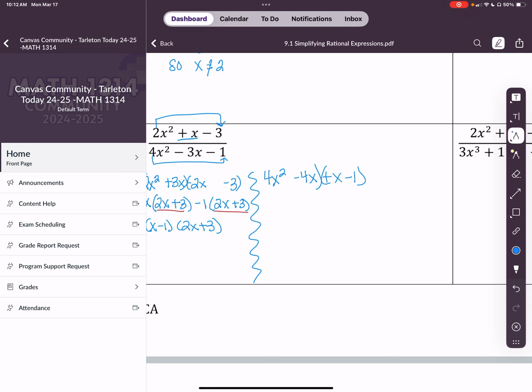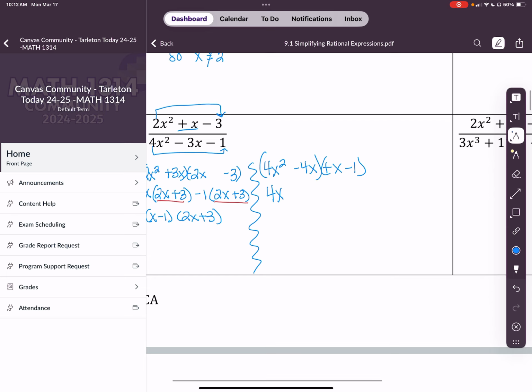Okay, so let's do factor by grouping. So 4x squared and 4x have a 4x in common. So 4x squared divided by 4x is just going to be x. And then negative 4x divided by 4x is negative 1.